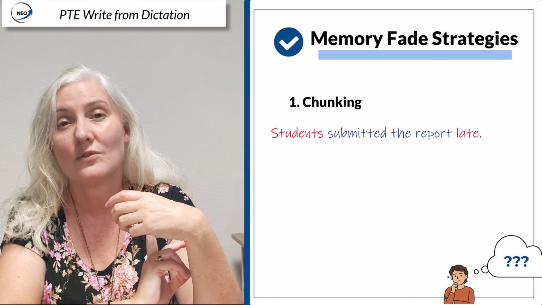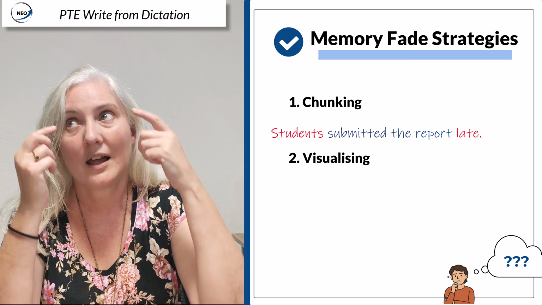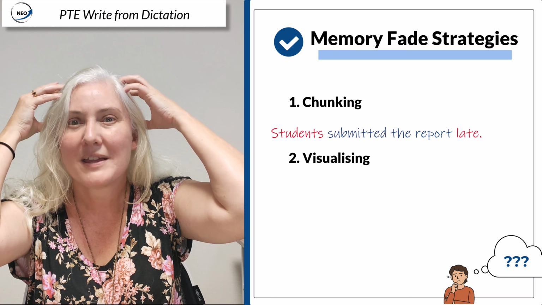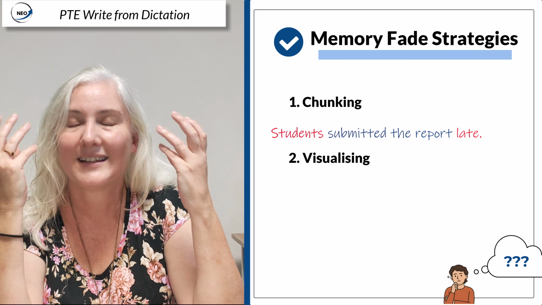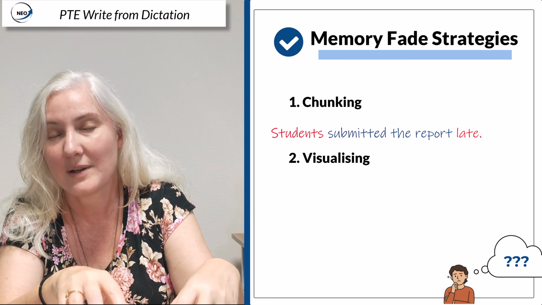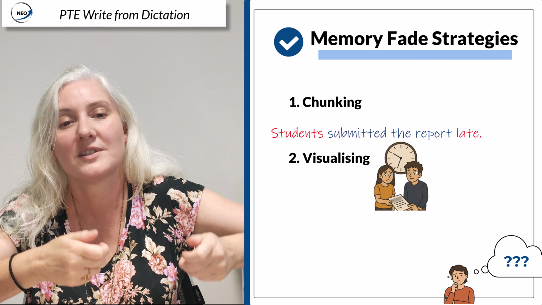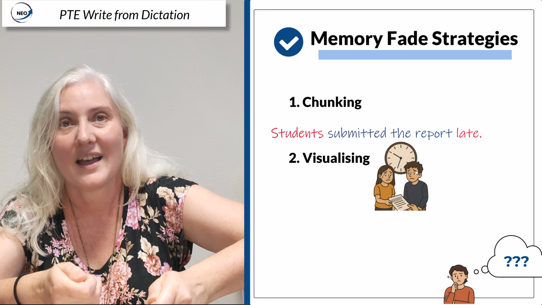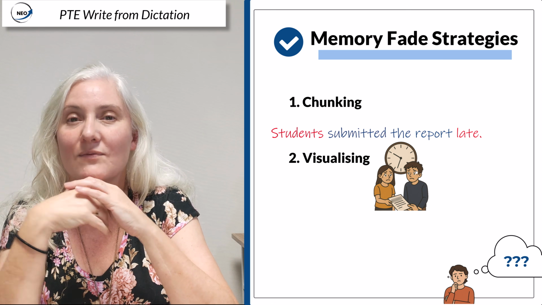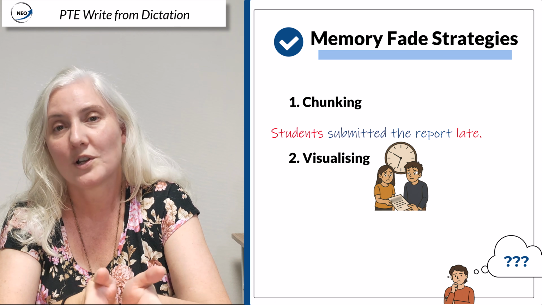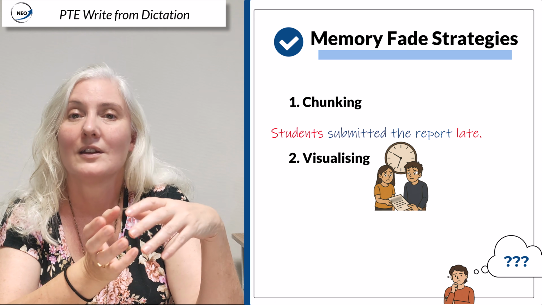Or 2, you can use visualizing, which is my favorite technique. Yeah, I would like to get a mental image of what's happening in the sentence so that it's easier for me to then type it out. Yeah, so I'm imagining students, I'm imagining them submitting reports, and maybe I'm imagining a big clock behind them or something just to give the idea of late. Whatever works for you, okay? If visualizing works for you, do it.